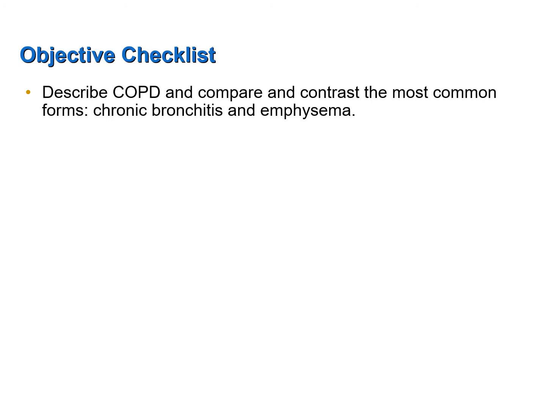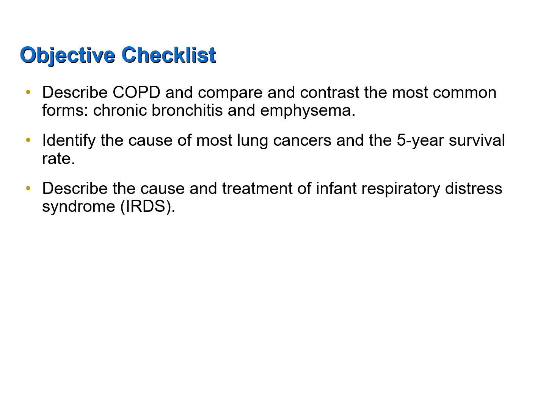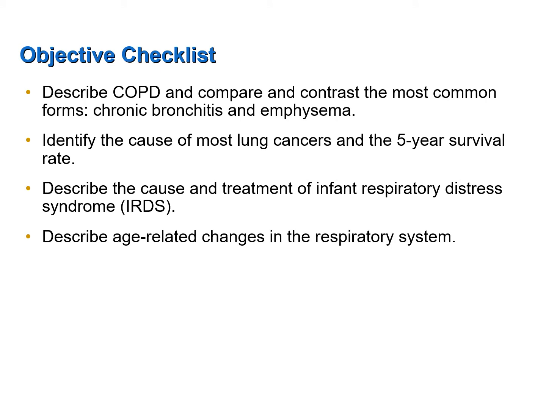Describe chronic obstructive pulmonary disease and compare and contrast the most common forms, chronic bronchitis and emphysema. Identify the cause of most lung cancers and the 5-year survival rate. Describe the cause and treatment of infant respiratory distress syndrome, and describe age-related changes in the respiratory system.